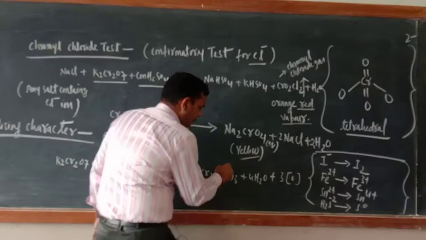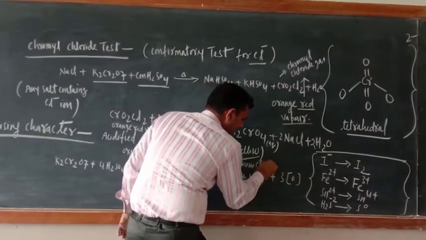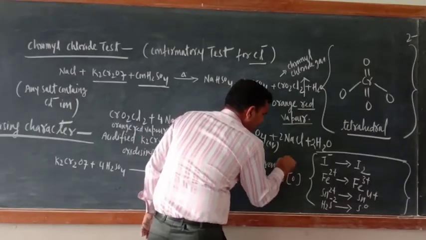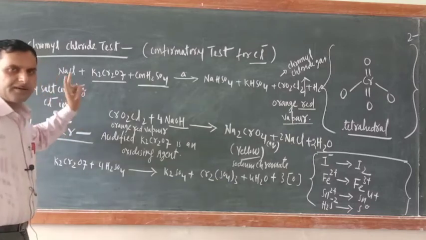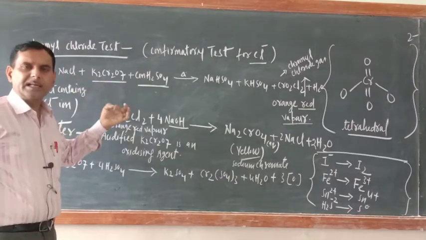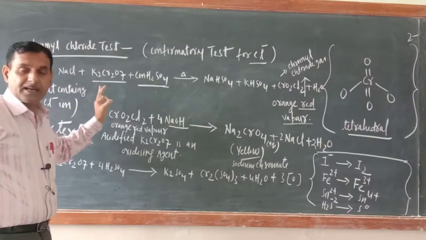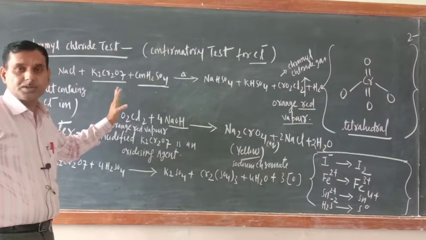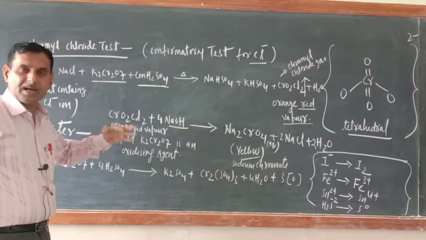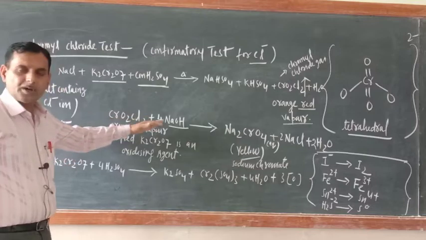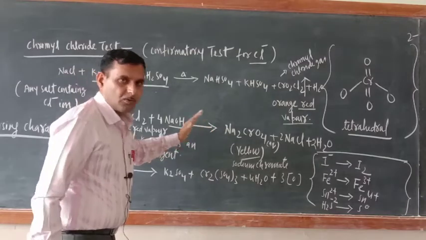Na2CrO4, sodium chromate. What is this one? Sodium chromate, NaCl and H2O. Okay, so this is the entire chemistry, meaning a salt containing chloride ion. If it is added with potassium dichromate and concentrated H2SO4, then orange red vapor will come out. When the same gas is supplied to sodium hydroxide, what would be its color? Its color would be yellow.